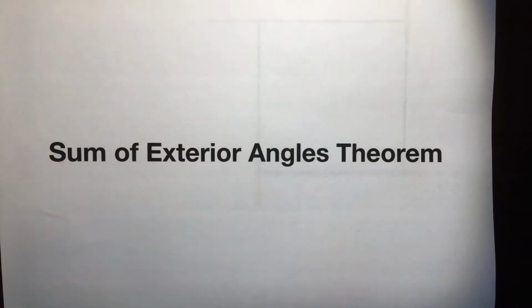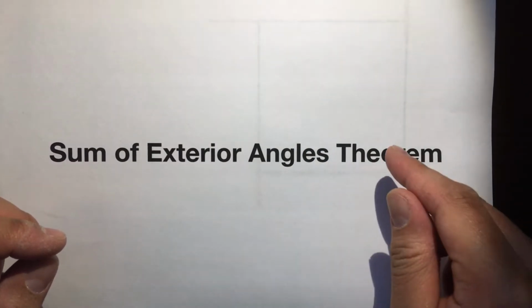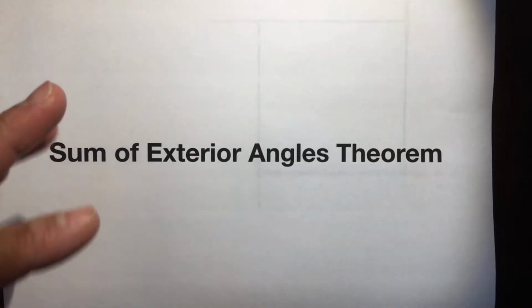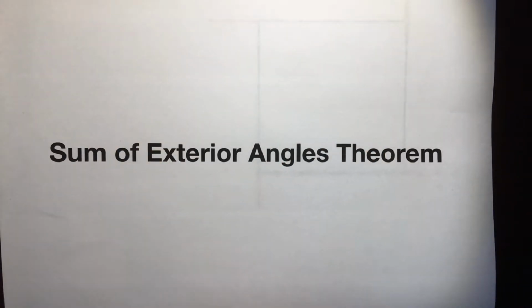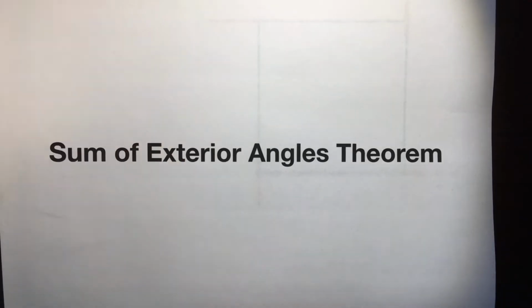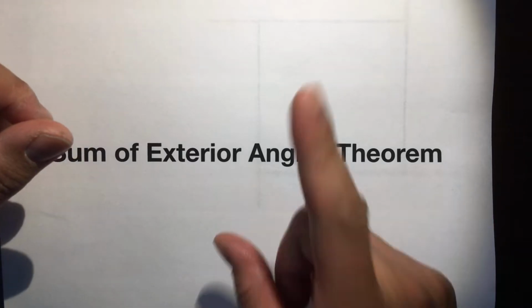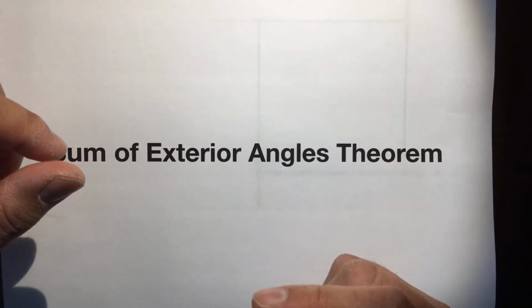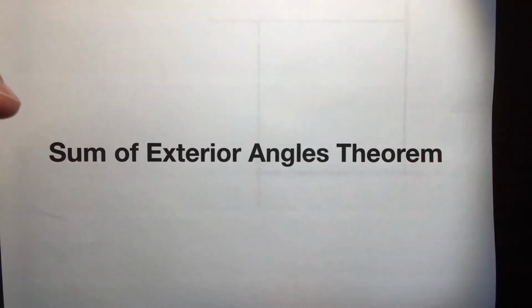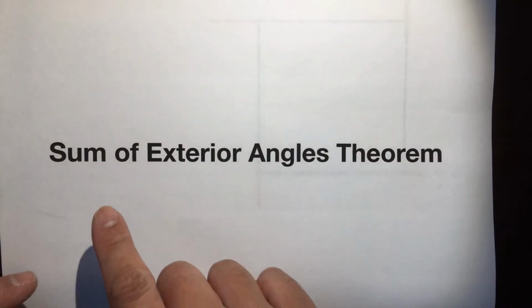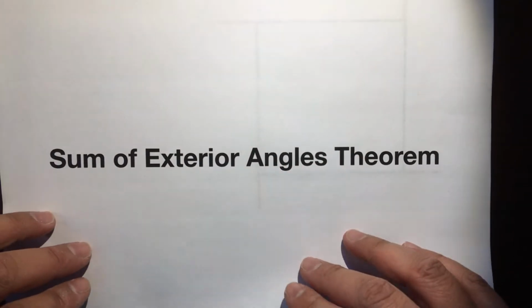Two episodes ago, I taught you the sum of interior angles theorem. If you remember, it's n minus 2 times 180. N is the number of sides, n minus 2 is the number of triangles, and the 180 is the triangle sum theorem. Okay, that's a great review, huh? And in the last episode, I showed you the one interior angle for a regular polygon, which is just n minus 2 times 180 divided by n. Today, I'm going to show you the sum of exterior angles theorem.